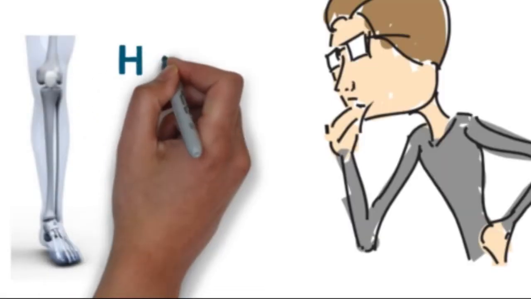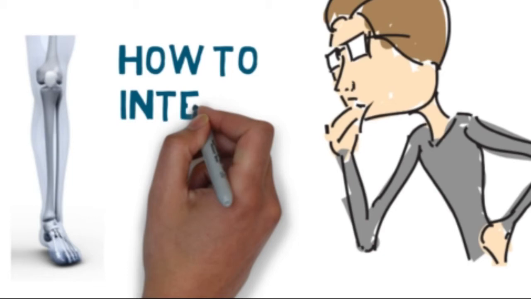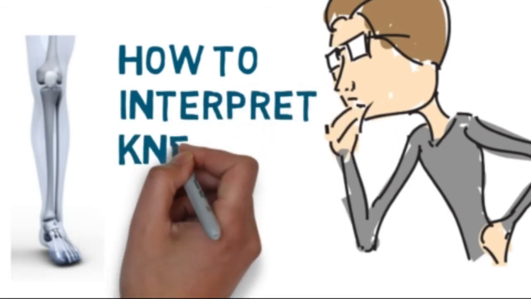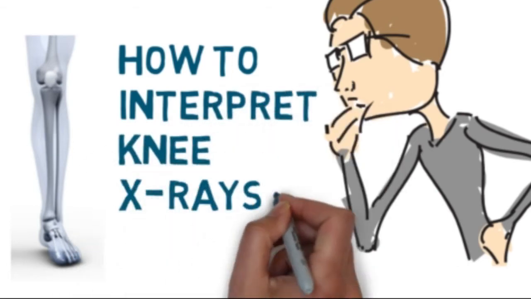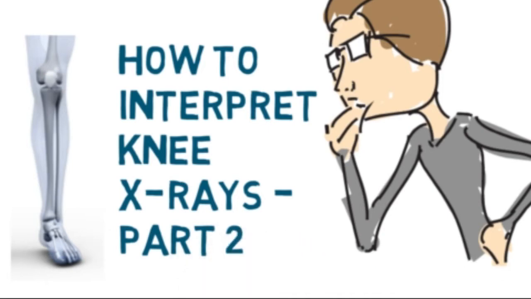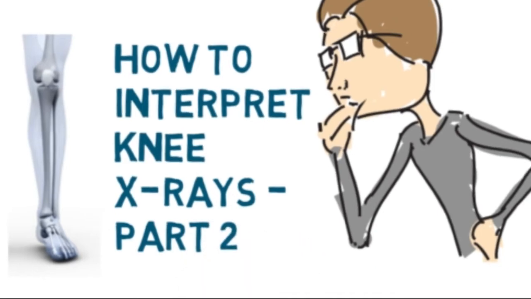This is part 2 of our 4-part series on how to interpret knee X-rays. In part 1 we looked at the knee X-ray from the front, which is called the AP view, and in this part we're going to look at the knee X-rays from the side, which is called the lateral view.